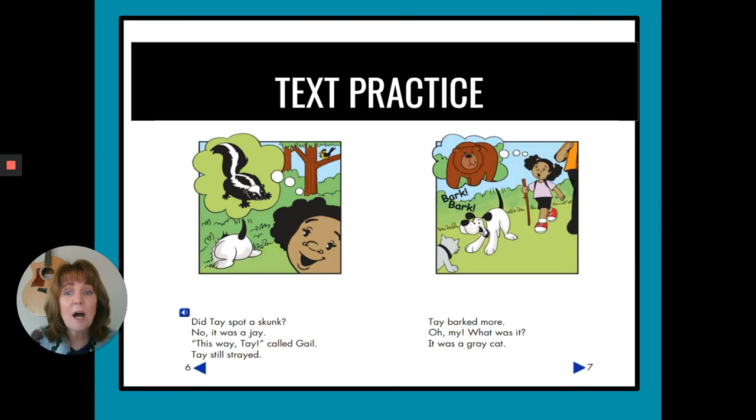Did Tay spot a skunk? Look, she's thinking about that skunk. We can see it right there. No, it was a jay. See that jaybird up there? This way, Tay, called Gail. Tay still strayed. Now you read it.